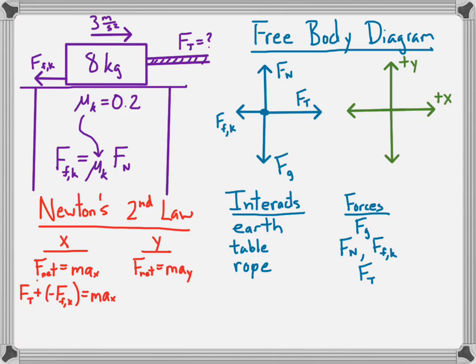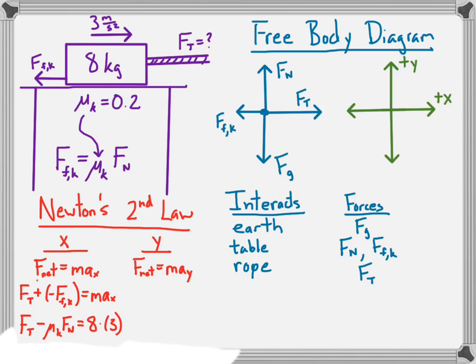So we're going to have tension force minus coefficient of kinetic friction times normal force. That's what I put here. Equals mass times acceleration. I know the coefficient of kinetic friction, that's 0.2, given to me in the problem, so let's replace that, and this is as far as I can go in the x direction.